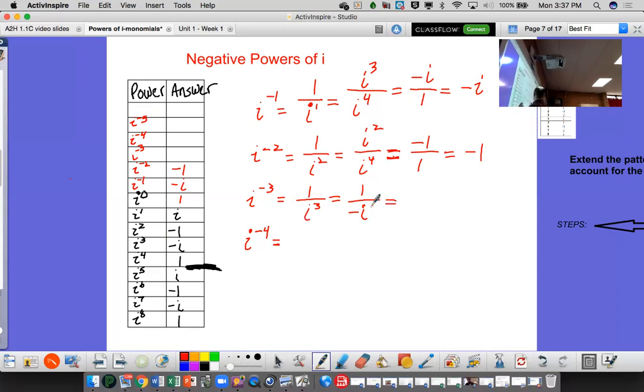Now, what I want is I basically want 1 more in the top. So I'm going to make this I to the fourth over I cubed, and I still have that negative sign in front. All right, now we're ready to do a substitution. I cubed is negative I. And I to the fourth is 1, but it's got a negative in front of it, so it's a negative 1. And a negative divided by a negative is a positive I.